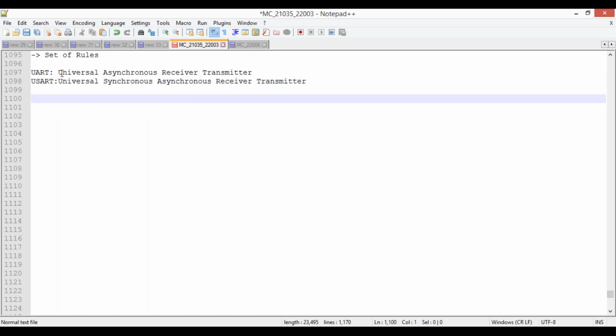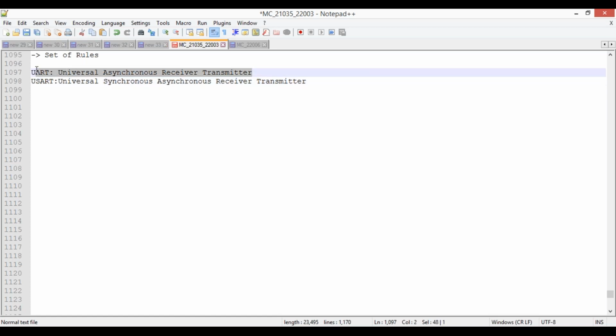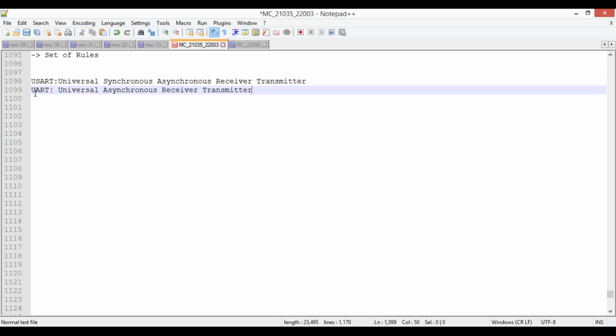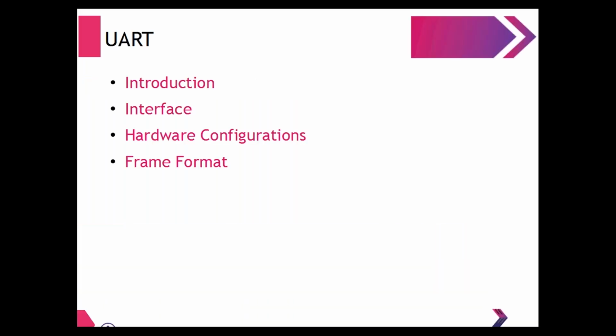So basically, by using a USART, you can do both modes of communication. You can use a synchronous mode, you can use an asynchronous mode, but only one mode at a time. It supports synchronous and asynchronous communication. Okay. So here in our case we are going with the UART communication. We are using the asynchronous receiver transmitter.